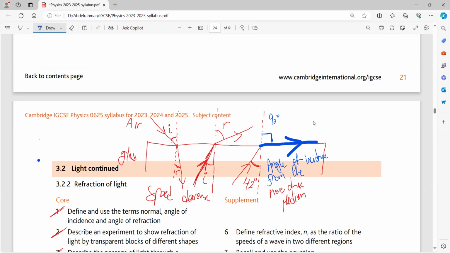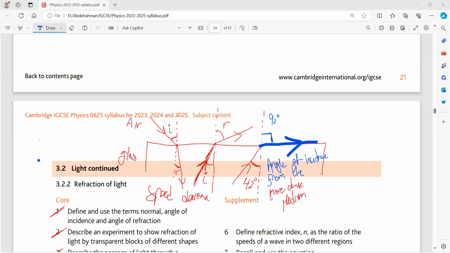So it will never reach 90 degrees if it was moving from the air to the glass. It must be moving from the glass to the air, or from the water to the air, from the more dense medium to the less dense medium. So it's an angle of incidence at which the refracted ray moves along the surface.